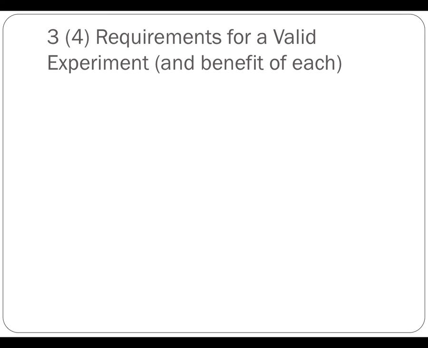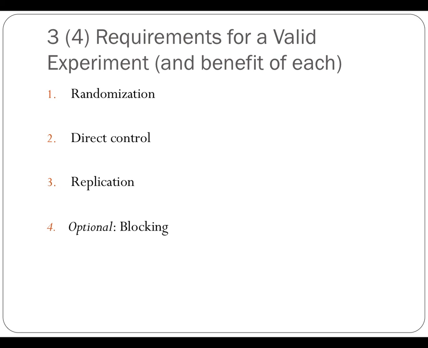Okay, so there are 3 requirements for a valid experiment. First one is randomization. What does randomization mean? Randomly assigning treatments. It does not mean random sample. It means once you have your sample, randomly assigning treatments. Second one is direct control, which we just talked about. Third one is replication. Replication means that each treatment is tried more than once. So for example, if I'm trying 2 different medications, I can't just choose 2 people, give one medication, and give the other one. I need to have more than one person getting each treatment. And then you want to use blocking if it's applicable in the situation.